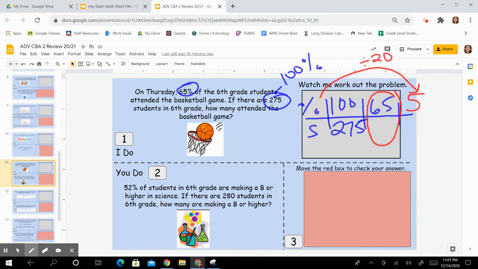Whatever you do to the top, you must do to the bottom. So I'm going to do 275 divided by 20. And that's going to give me a decimal, which is 13.75, which is totally okay. Now how do I go from 5 to 65? What can I multiply by? I'm going to multiply by 13. Whatever you do to the top, you must do to the bottom. That's times 13. So 13.75 times 13, and you should be working it out.